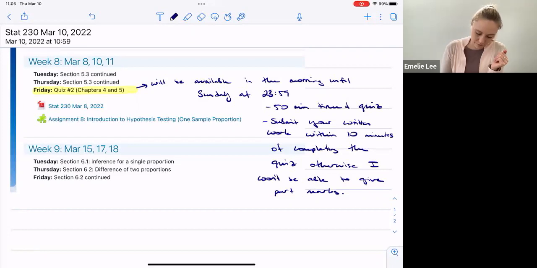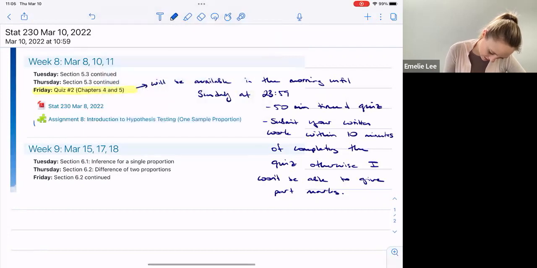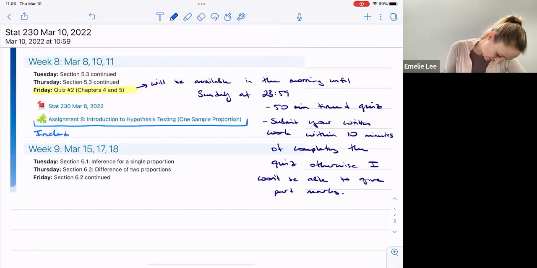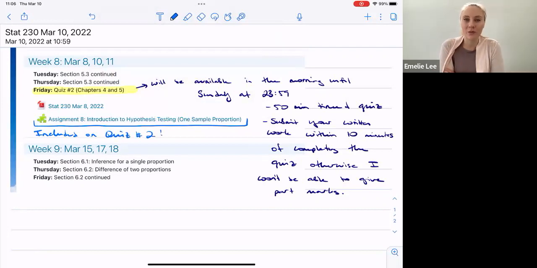Okay, so assignment 8 is included on quiz number 2. It's only 3 questions. You've got more time than quiz number 2 to do it, but I would probably do it before you do the quiz just to make sure that you're on top of things.